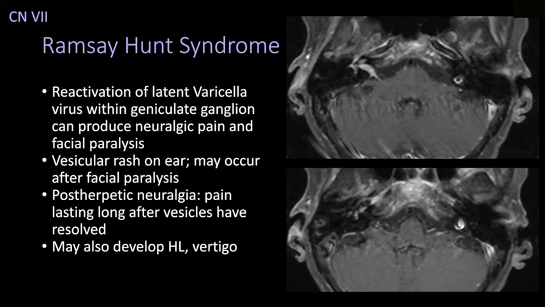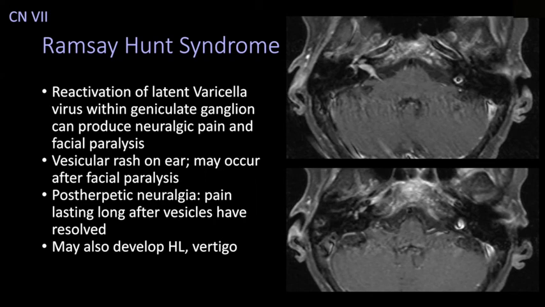You can also have infections involving the facial nerve itself in Bell's palsy and Ramsay-Hunt syndrome, which can result in otalgia in addition to the facial nerve palsy. Ramsay-Hunt syndrome is due to reactivation of a latent varicella virus within the geniculate ganglion that can produce pain and facial paralysis. Patients also classically have a vesicular rash in the ear and external auditory canal. The vesicular rash, however, doesn't have to be present for this diagnosis. The rash can occur after the facial paralysis, and there's also a post-herpetic form of the neuralgia where patients have pain after the vesicles have resolved.